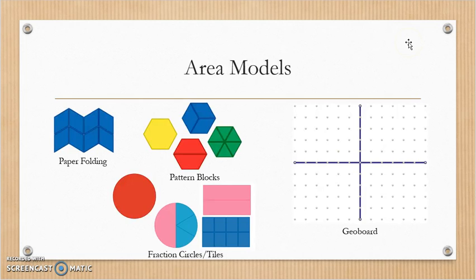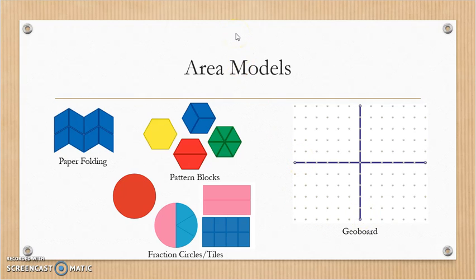We're going to talk a little bit more about one of those representations being area models. So on the screen, you can see some of the various ways you can represent fractions, all using an area model to do so. Some examples being paper folding, where I'm taking one whole and dividing it into equal parts. Pattern blocks are another area model representation. Fraction tiles or fraction circles, and even a geoboard.